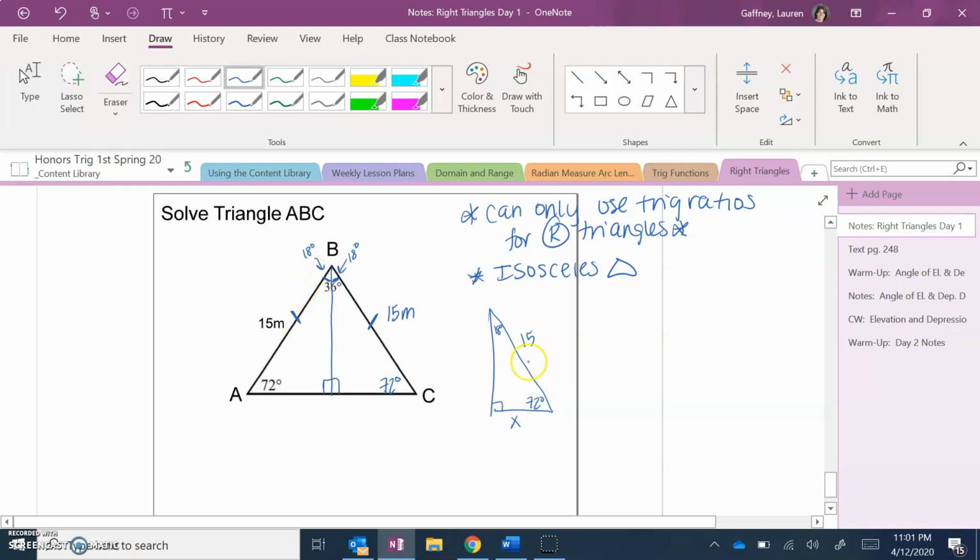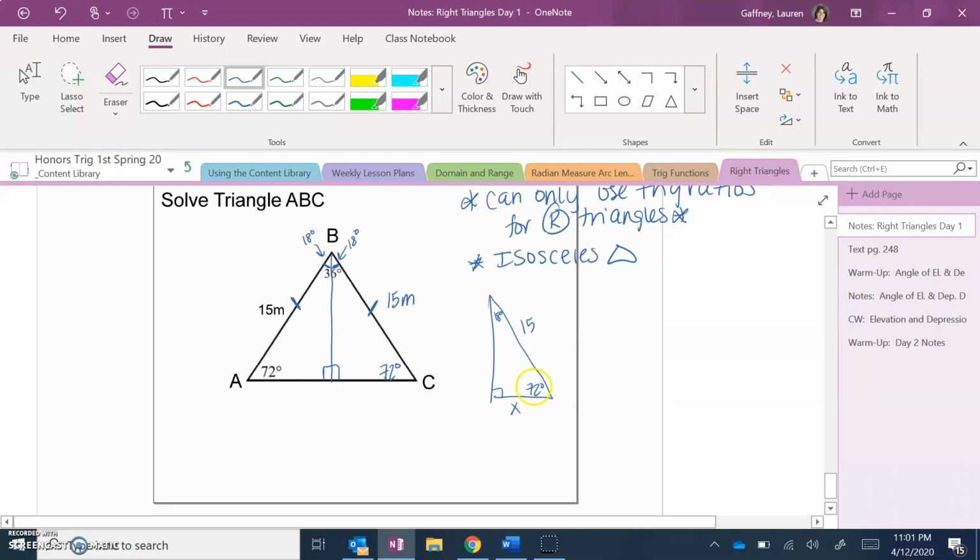So if you think about this, pick one of the angles, it does not matter which one. I did angle 72. According to that, this is the adjacent and the hypotenuse. So I'm going to do cosine of 72 degrees equals x over 15. You can really just multiply those two, and you should get that x is 4.6 meters.